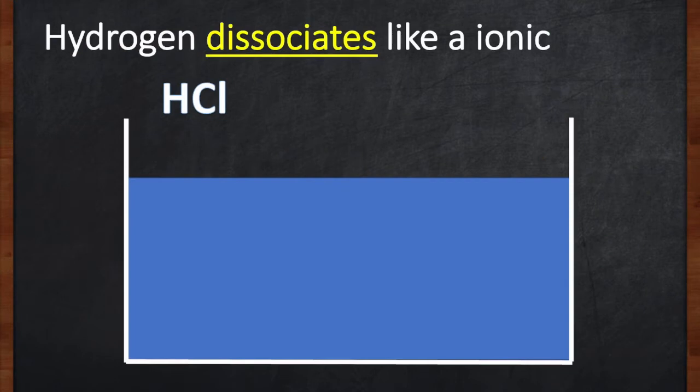Now when hydrogen gives away its electron to a nonmetal like chlorine and then it goes into water, it dissociates or breaks apart into its ions just like an ionic compound does. So if it goes into water, it's going to dissolve and get broken into its H+ and Cl- ions. Now this guy is even more weird because remember it was 1 proton and 1 electron, but now the electron's gone and it's just a proton.